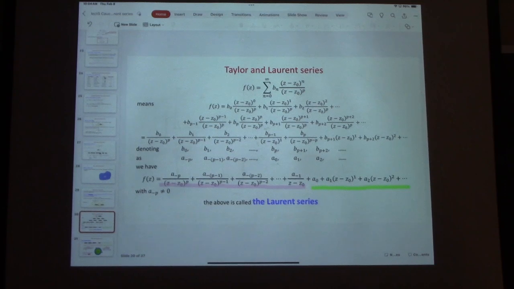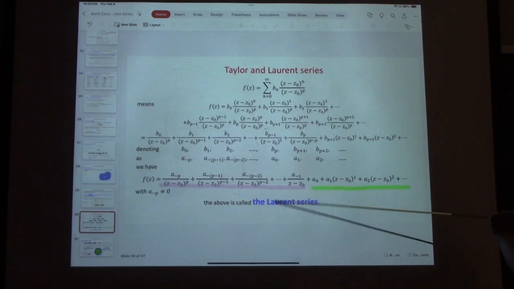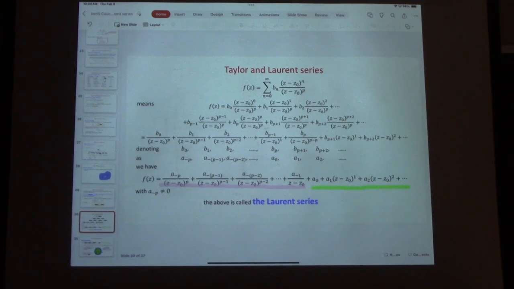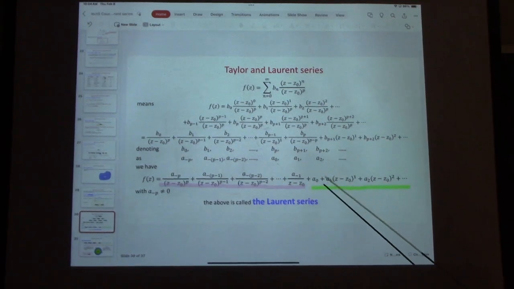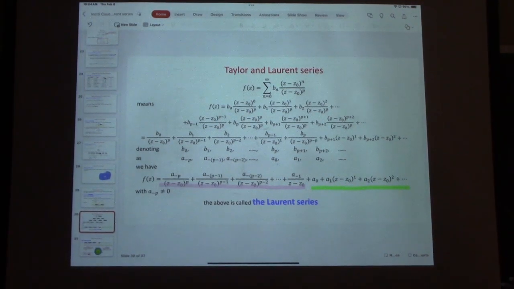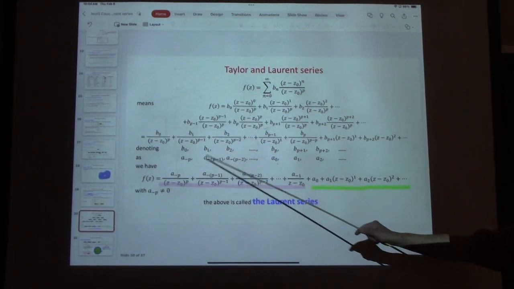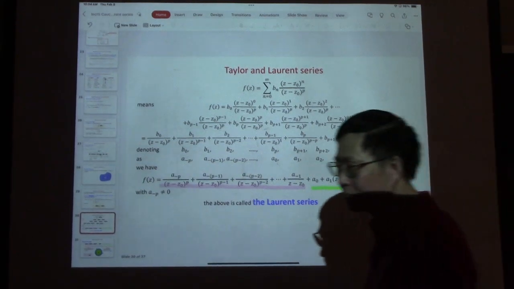And this series, the first person that showed or discovered this is called Laurent. So this is called the Laurent series. Okay? It's not quite the Taylor series, but similar. It contains actually the same Taylor series like terms plus something extra. Okay?